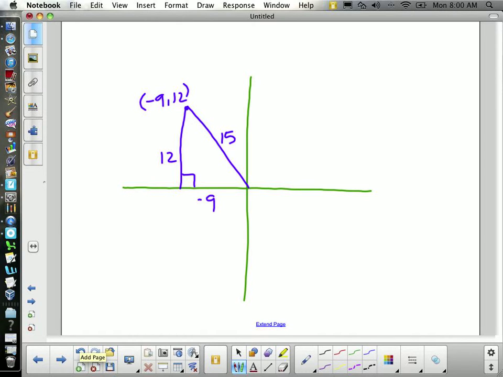And all that's for sine and cosine. So sine theta is simply y over r, which reduces, 3 goes into both of those, so that's 4/5. Cosine theta is negative 9 over 15, or negative 3/5. That's all there was to it.